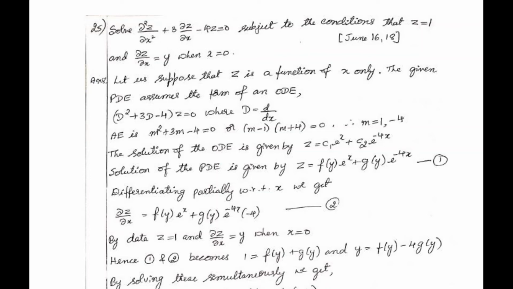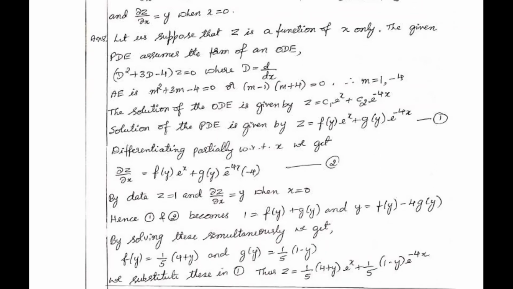The solution of the partial differential equation is obtained by replacing these constants by functions of y, because we have treated z as a function of x only. So the constants have to be in terms of y. So c1 you can replace by f of y, e power x, plus c2 can be replaced by g of y into e power minus 4x. So this is the solution of the partial differential equation.